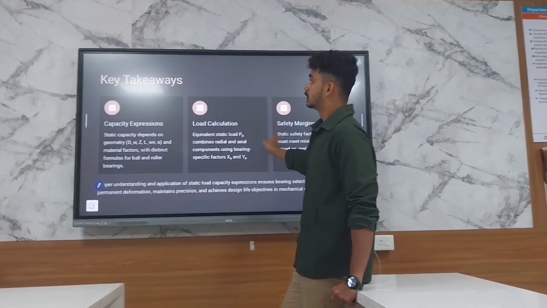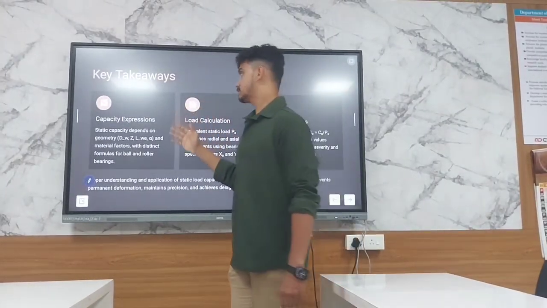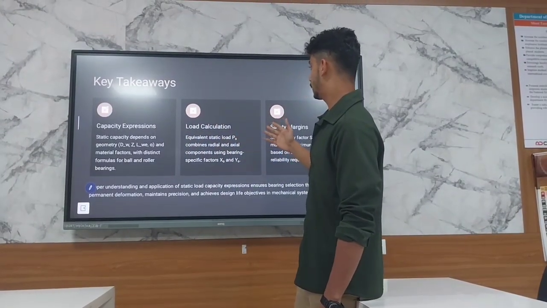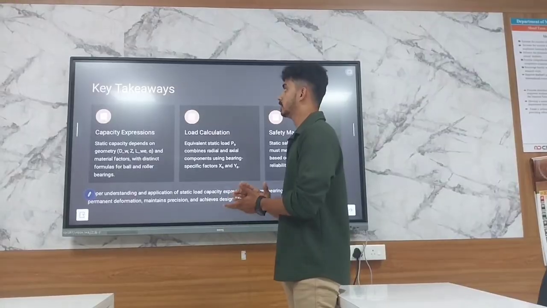So what are the key takeaways? Capacity expressions, load calculation, and safety margins. These are the key takeaways.